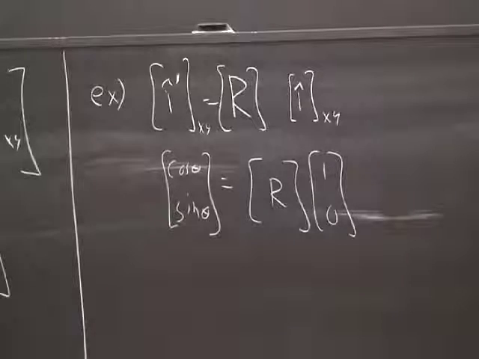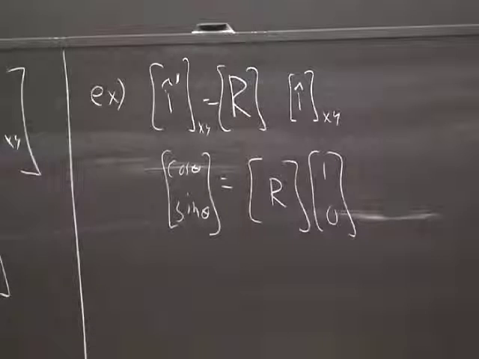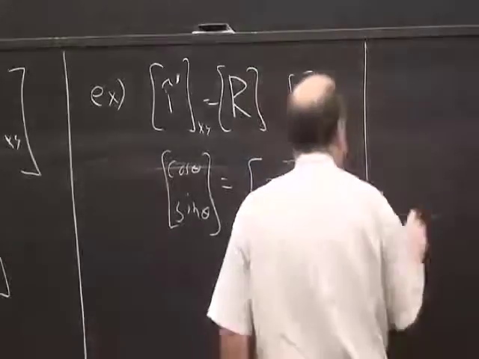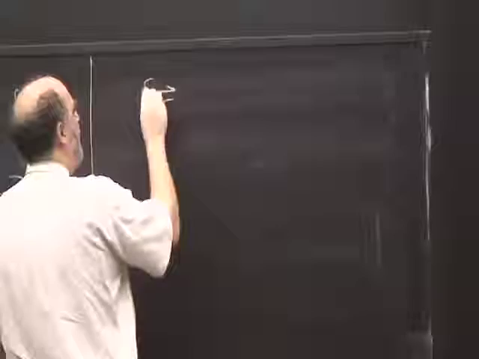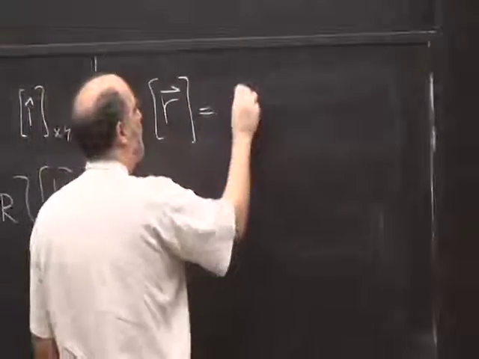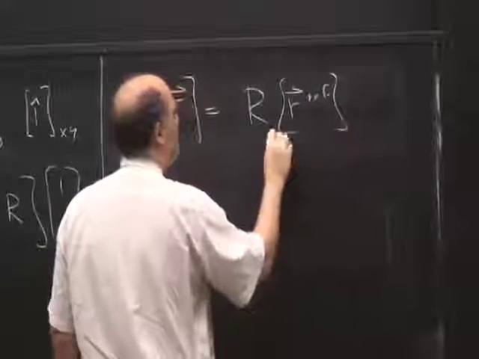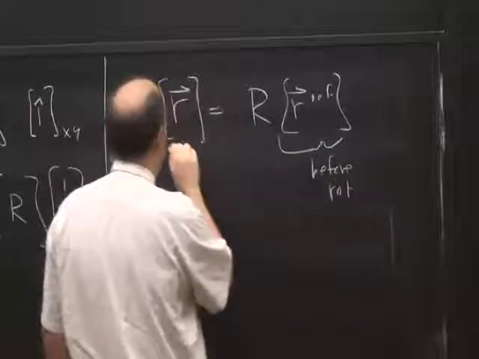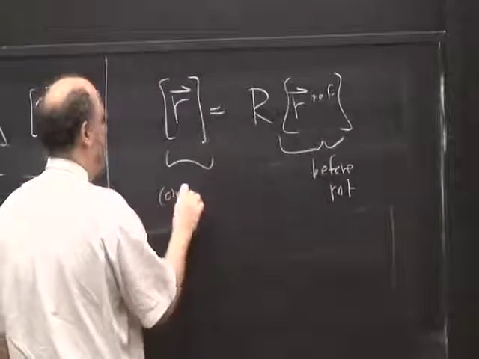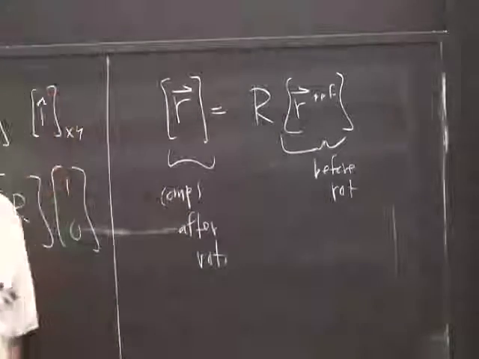It's, if you like, very similar anyway to a change of basis or change of coordinates matrix. Anyway, this tells us how things change if we want to know the components of any vector after it's rotated, we look at R times the components of that vector before it's rotated. So this is before rotation. And here are the components after the rotation. And this is what we just used for all of those pictures that we drew.